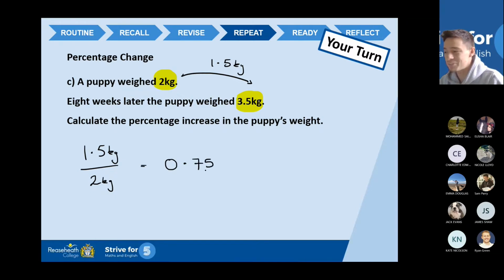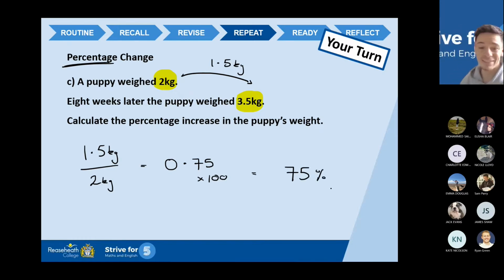That's my difference in terms of a decimal, but I'm after a percentage. So I times it by 100. Okay, 0.75 times by 100 gives me 75%. So essentially that puppy gained 75% of its body weight. That's what led to its new weight, okay?